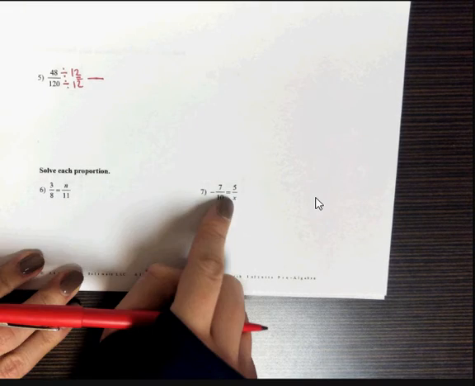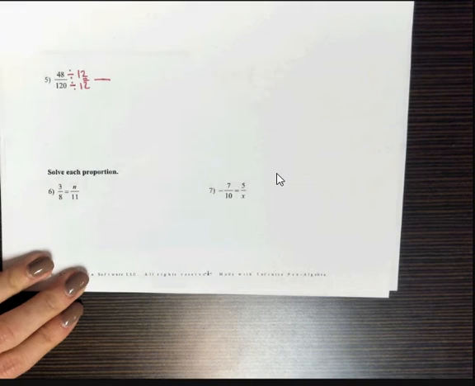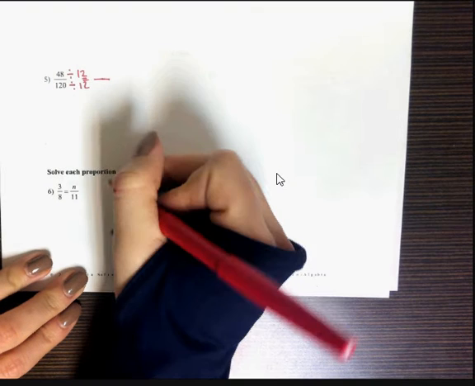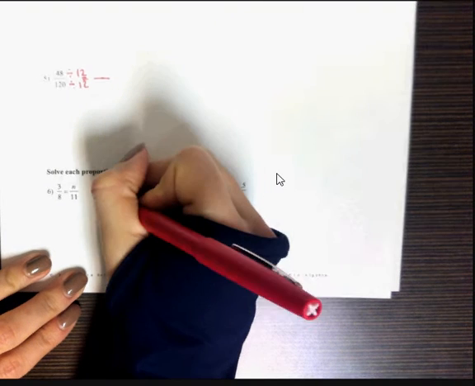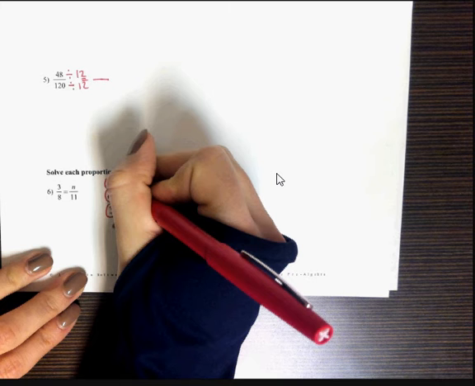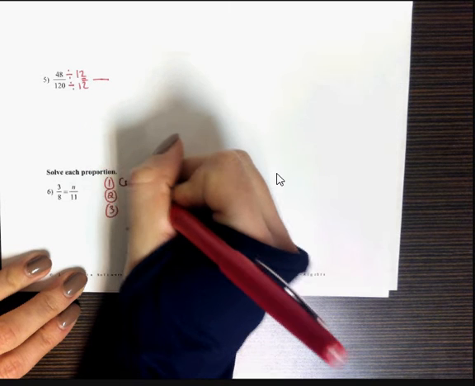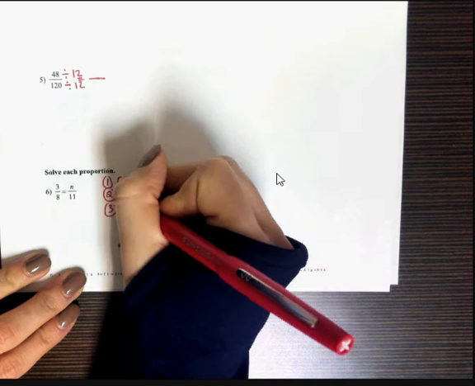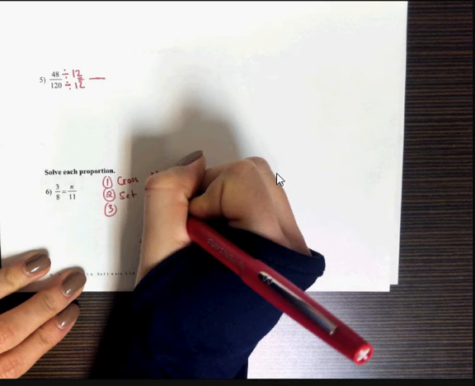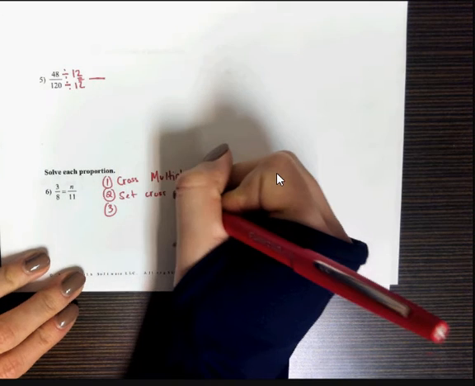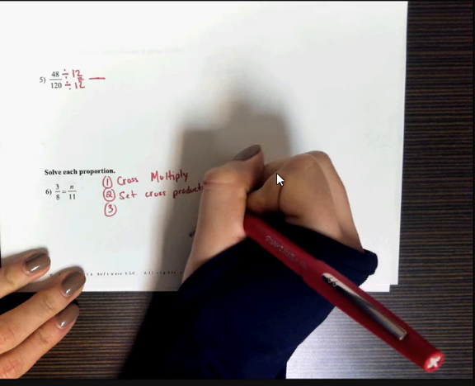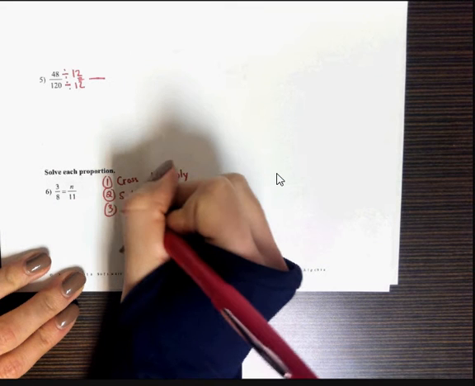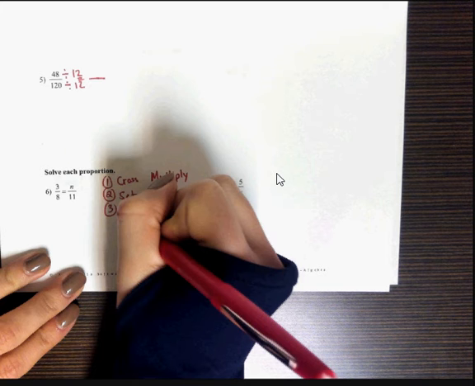Okay, now for 6 and 7 and for some of the rest, you have to solve a proportion. Solving a proportion, we follow 3 main steps. Cross multiply, set cross products equal, and then divide.